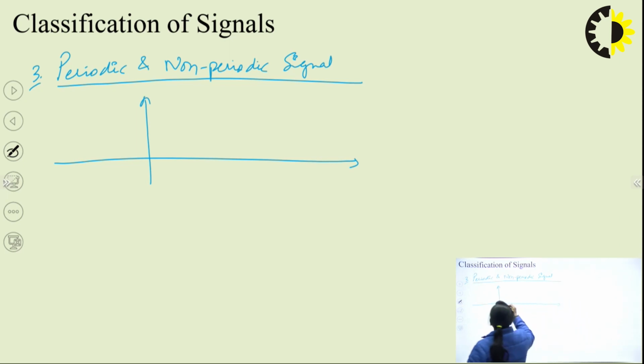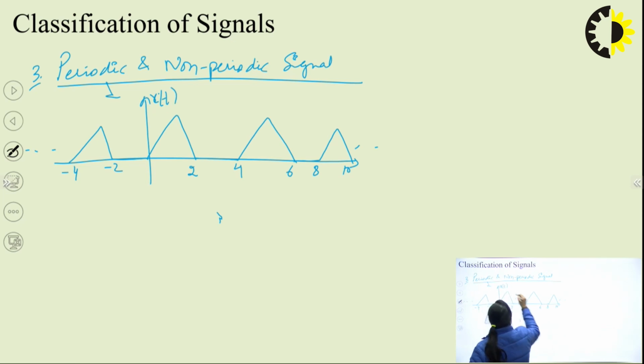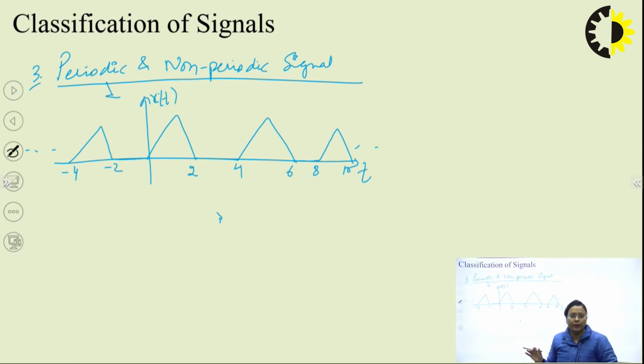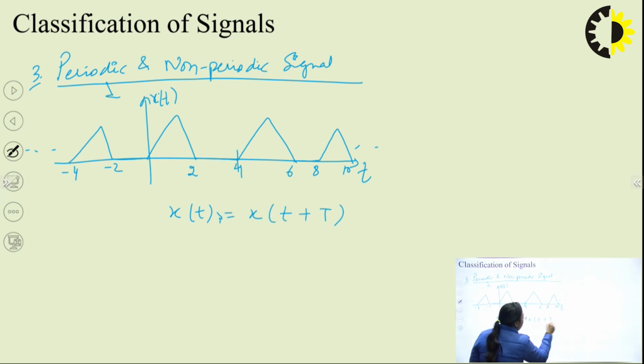They have a certain pattern, like this. This is the signal from 0 to 2, then it is repeating from 4 to 6, then from 8 to 10. So you can see that this signal keeps repeating. This type of signal is called a periodic signal, which repeats after a particular interval of time. The condition is x(t) equals x(t plus capital T). You can see that this signal is repeating after 4.